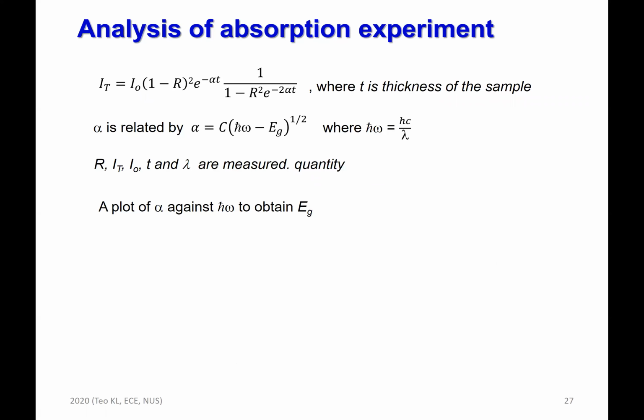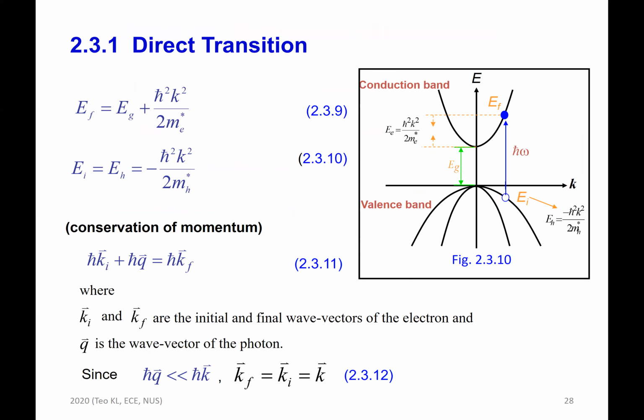Okay, with this, we'll end the first part of the optical processes in semiconductors. The next session will be on the direct transition and also the indirect transition of semiconductors with direct band gap and indirect band gap.